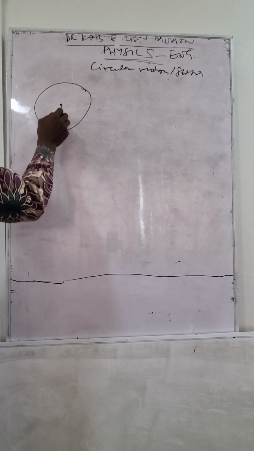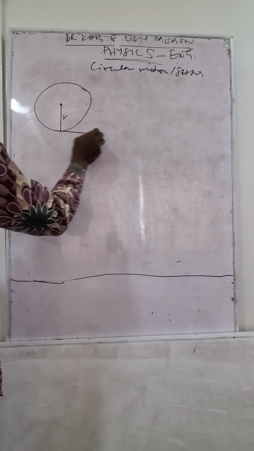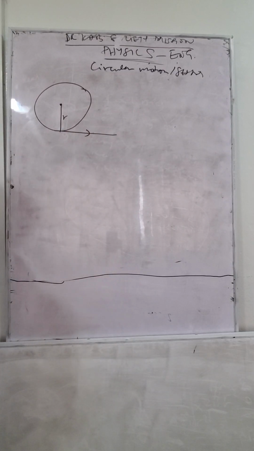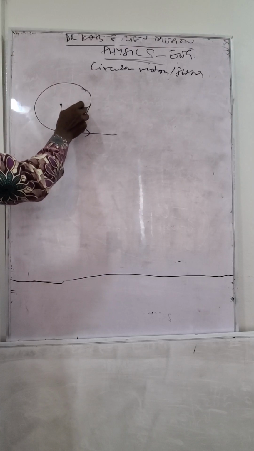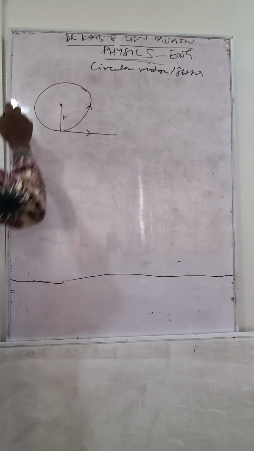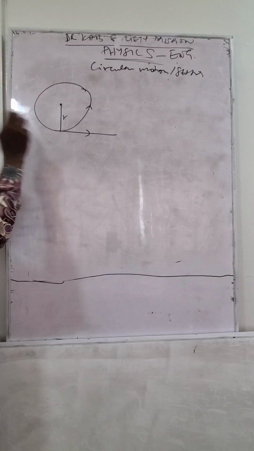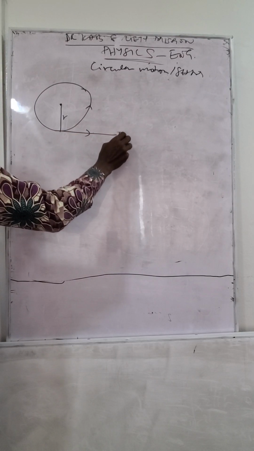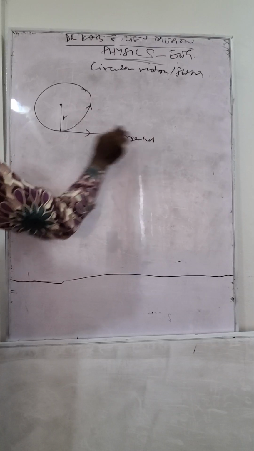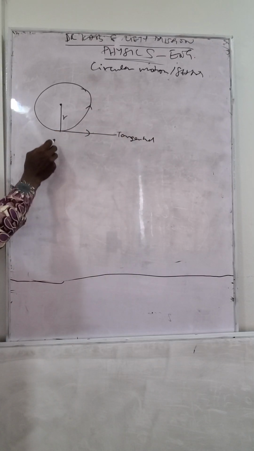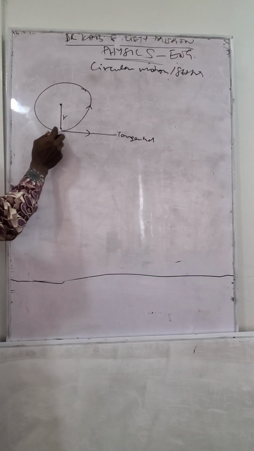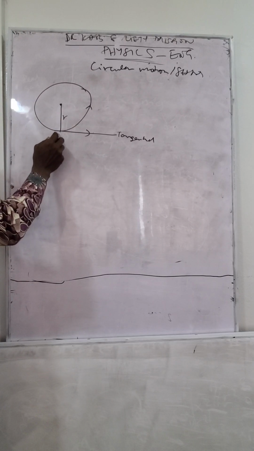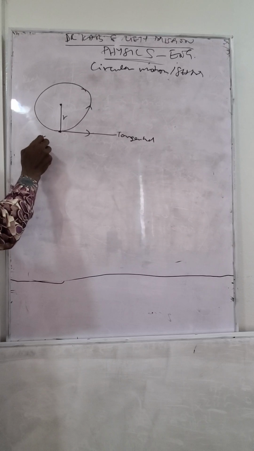Let's assume this is the radius. Now, initially, the body is moving this way. For a body to move in a circle, the initial attempt is to go tangential. This is the tangential. And then, of course, for the body to end up going in a circle, there should be some sort of friction here. So we have friction here.